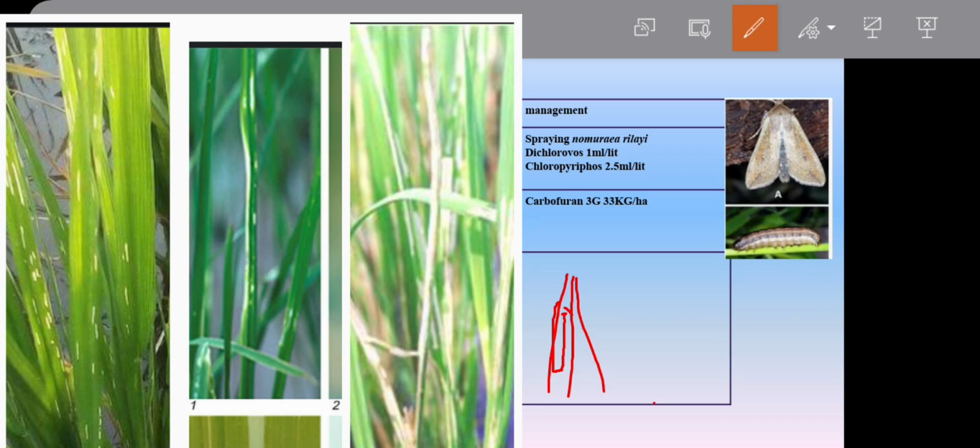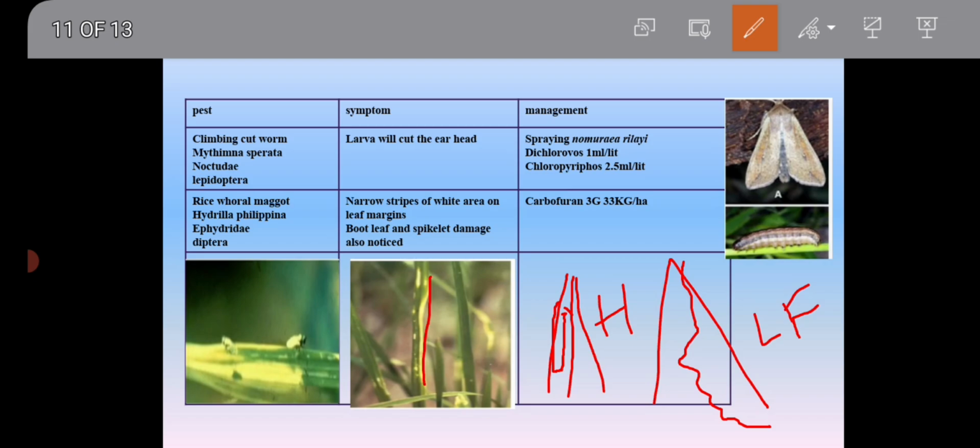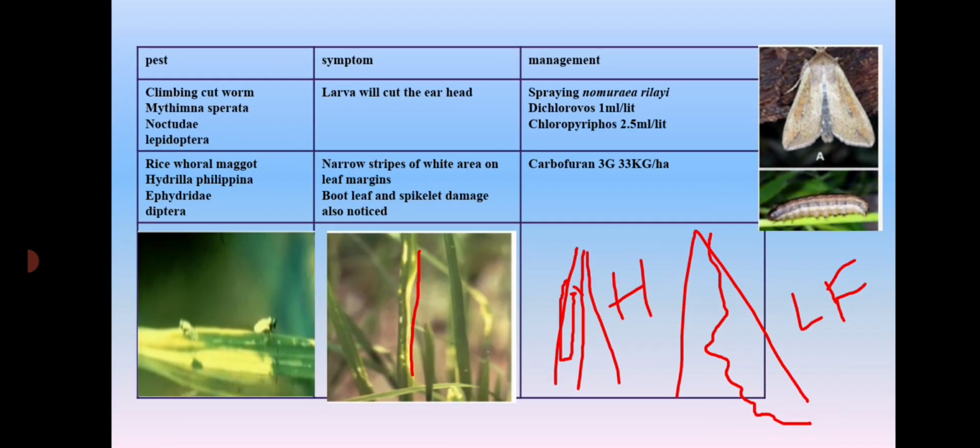In case of leaf folder, what it is doing, this leaf folder larva is feeding irregularly. So irregular papery white streaks are forming in case of rice leaf folder. Rectangular shape streaks, whitish stripes are forming in case of hispa. And here also you can see whitish papery leaf streaks, but these are present on the margin of the leaf, not present at the center but margin of the leaf. So this is about rice whorl maggot.